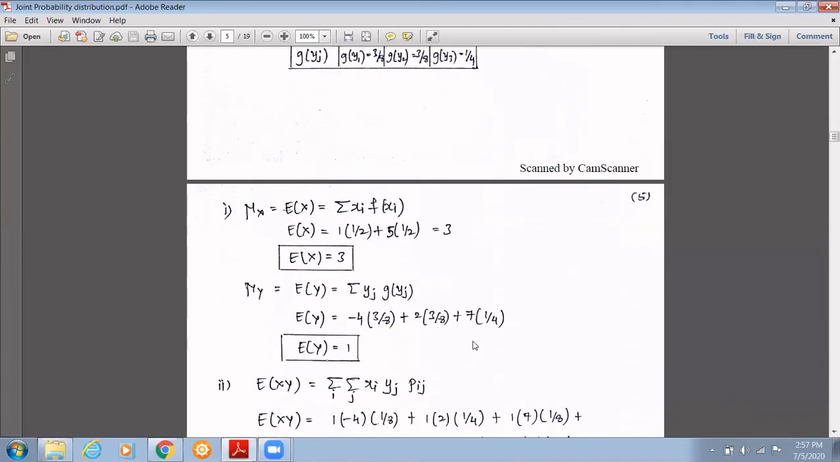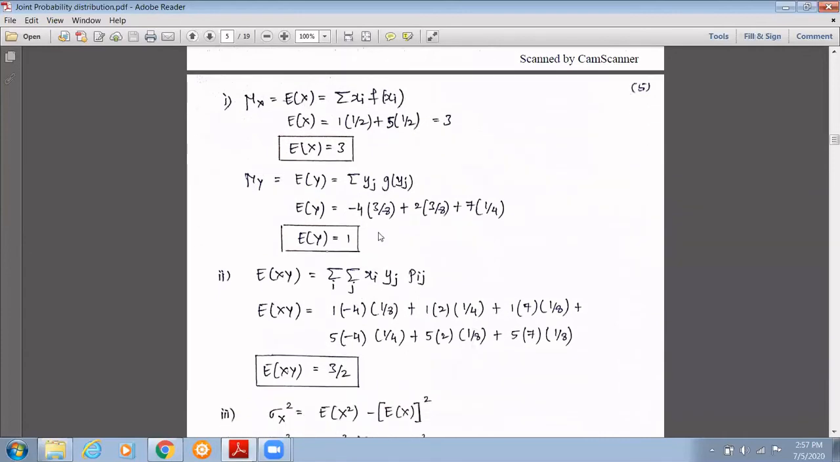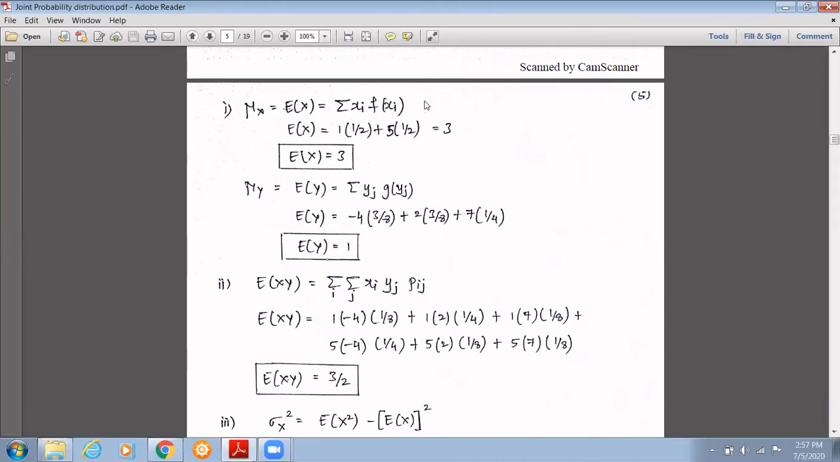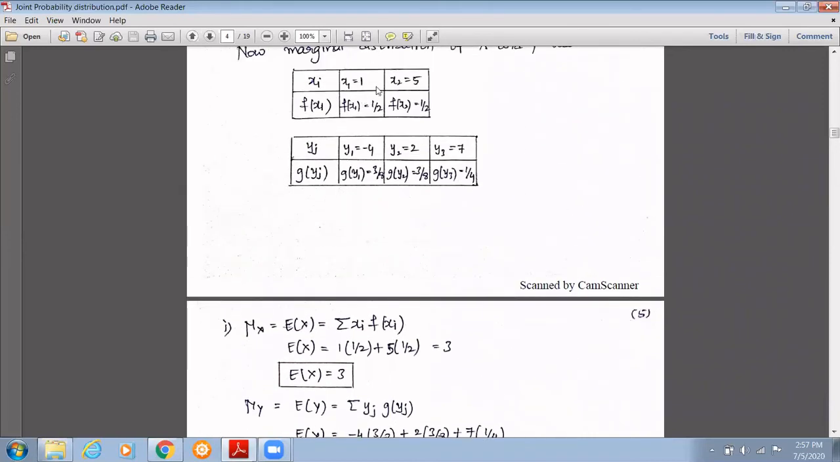Now we find out the expectation. We have the formula of expectation of x. It is summation xi into f of xi. So when we expand this summation, it stands like x1 into f of x1 plus x2 into f of x2. Now how many values of x we have? Only x1 and x2. So if we do that, we get expectation of x is equal to 3.